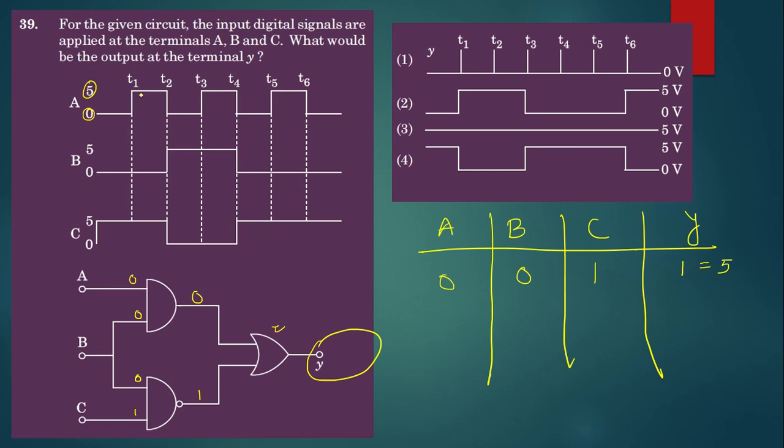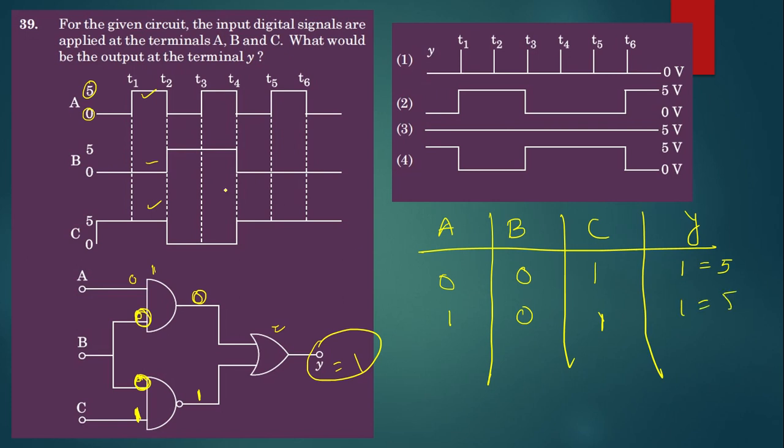Let me go to the next pulse. In the next pulse, A is 5, that means it is 1. B is 0 and C is 1. Let us apply this set of values. A 1, B 0 and C 1. So 1 multiplied by 0 will be 0. 1 multiplied by 0 is 0, but the complement will be 1 in this case. This OR gate will make the output 1, 0 plus 1, again 1.